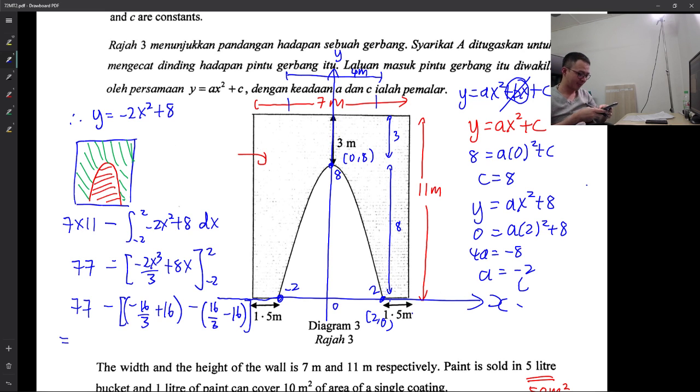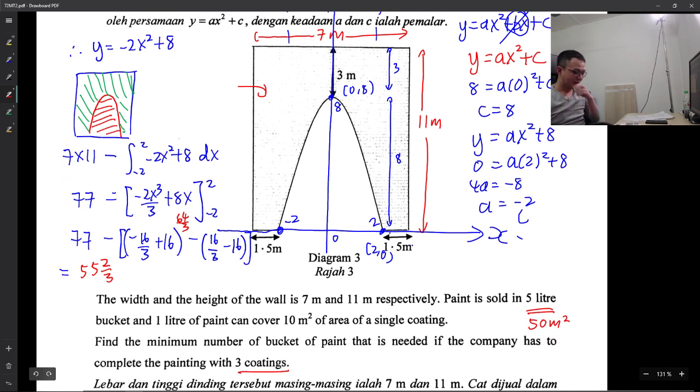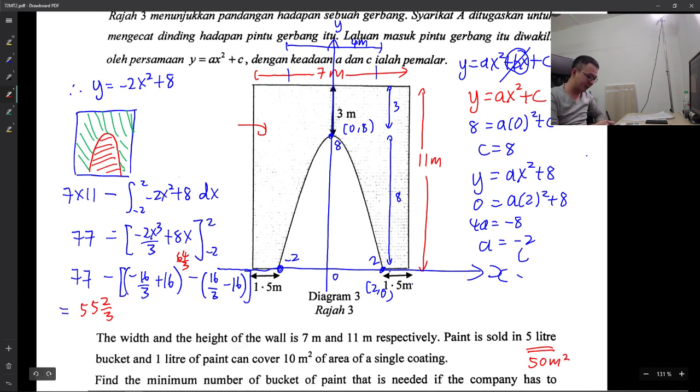So -16 over 3 plus 16 minus 16 over 3 and then plus 60. Okay, I get 64 over 3 for this one. I will get 64 over 3, and then I'm going to use the 77 minus my answer just now. I get the area should be 55 and 2 over 3. Alright, right now we find out the area of the wall already. This one is the area of wall.